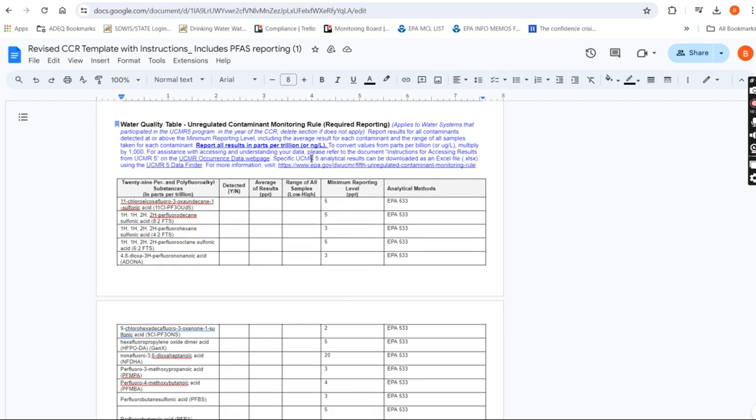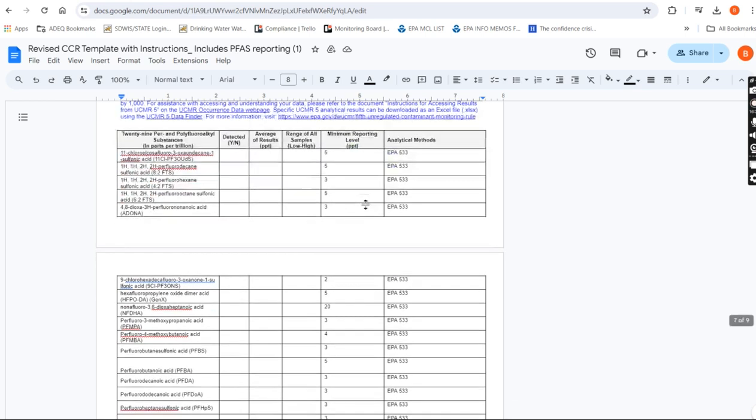Here is for UCMR systems. If you are not part of the UCMR 5 program, you can delete this section entirely.